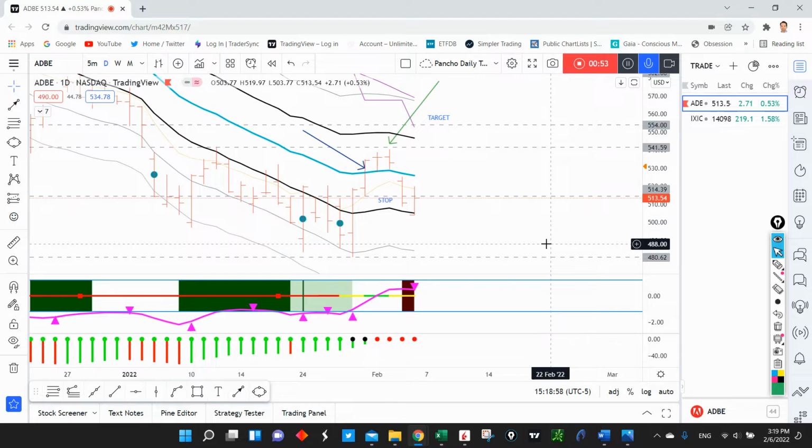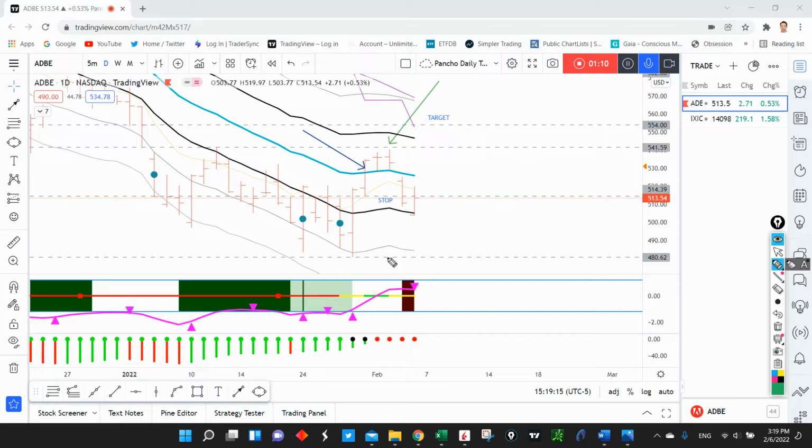And I'm gonna go through the reasoning of what I did, looking at the Nasdaq Composite as my guide for guiding my trade in Adobe. So first of all, let's start with the setup.